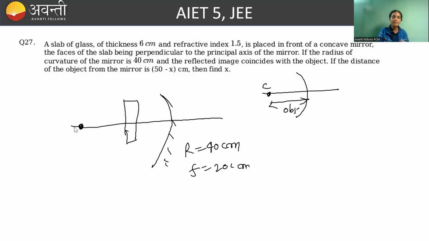But here there is a little twist, that is there is a slab kept. Now, what is the effect of keeping slab in front of lens or mirror or any such reflecting surfaces? Kya hoga?